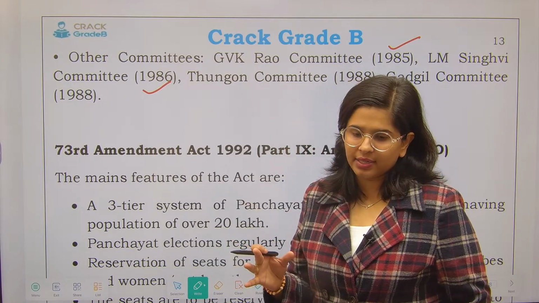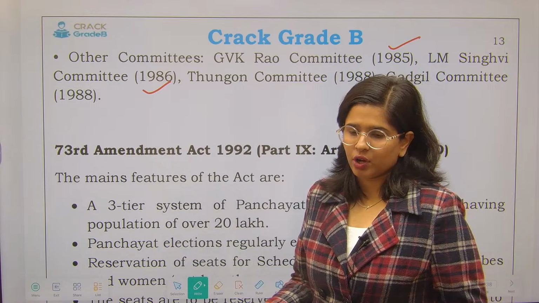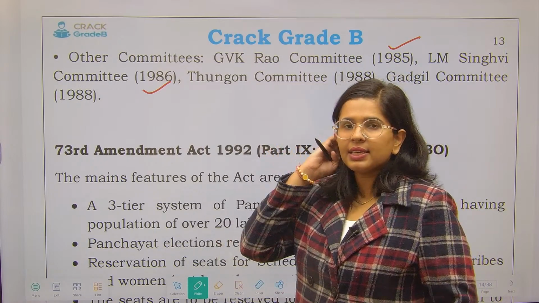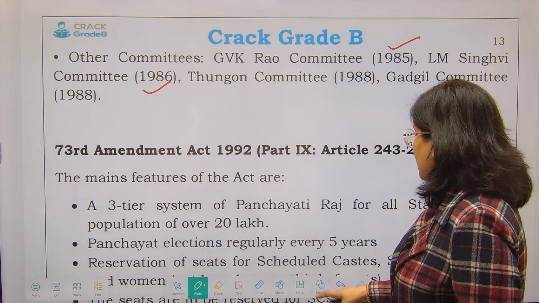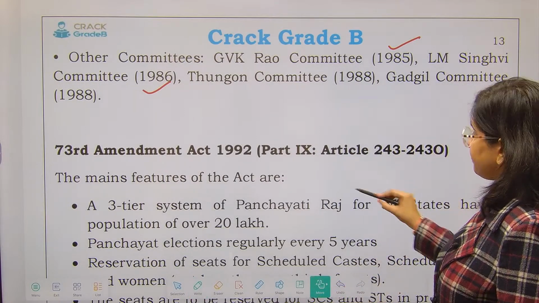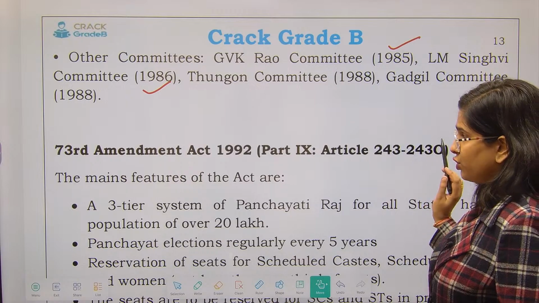You need to remember the year, you need to remember the chronology, and obviously the names of the committees. Then we will see the 73rd amendment, which came in the year 1992, and it provided the articles that are there in the constitution for this.